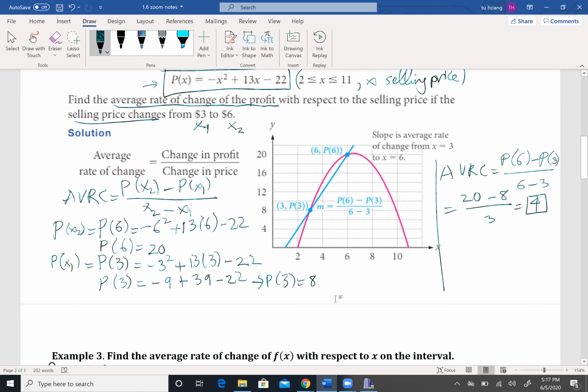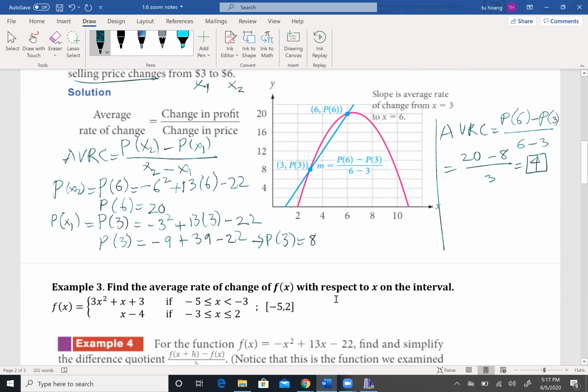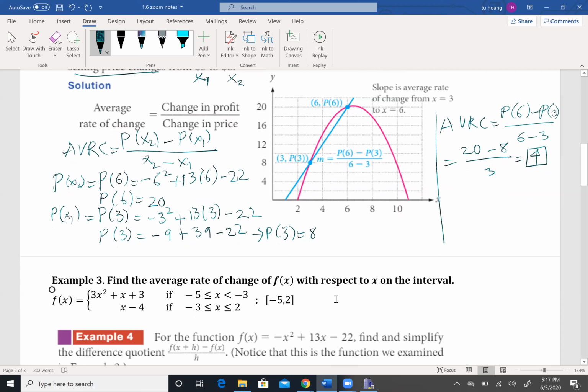So let's move to example 3 here. This number 3 is still: find the average rate of change of f(x) with respect to x on the interval. But here, f(x) is a piecewise function, and the interval is from -5 to 2. What does that mean? That means that x1 equals -5 and x2 equals 2.